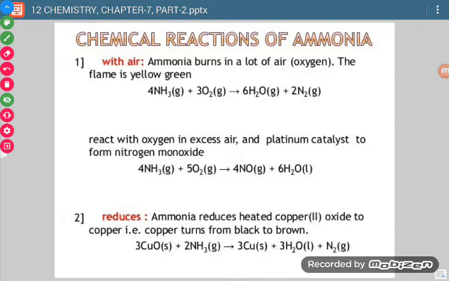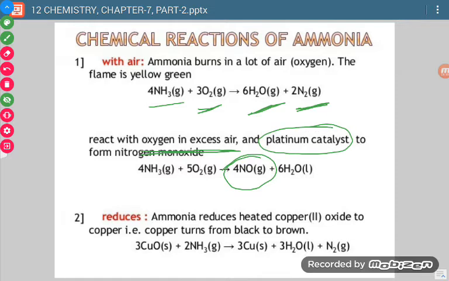Okay, ammonia, on reaction with air, will form nitrogen gas and water. When it reacts with oxygen in excess, then nitric oxide will be formed. Okay, but this is to be done in the presence of platinum catalyst. Now this is the reaction of ammonia with air.